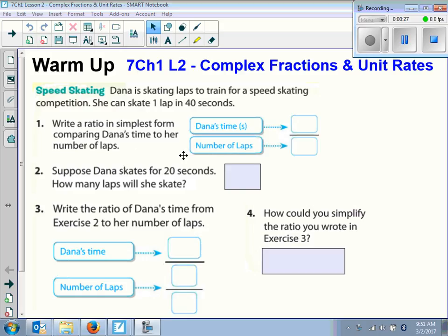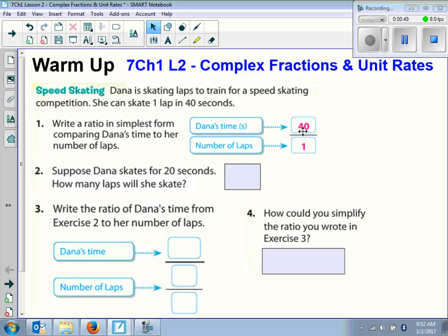So we're comparing time to laps, right? So her time was 40 seconds, and the number of laps was 1. So that's 40 to 1, and that's your ratio. Is everybody clear? All right, now suppose Dana skates for 20 seconds. How many laps will she skate?